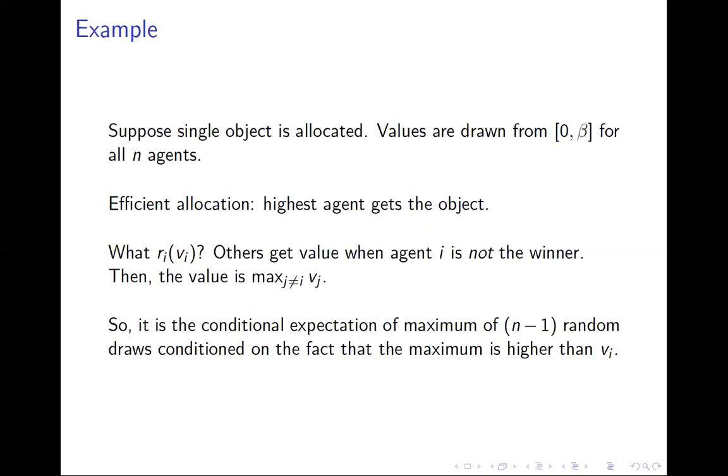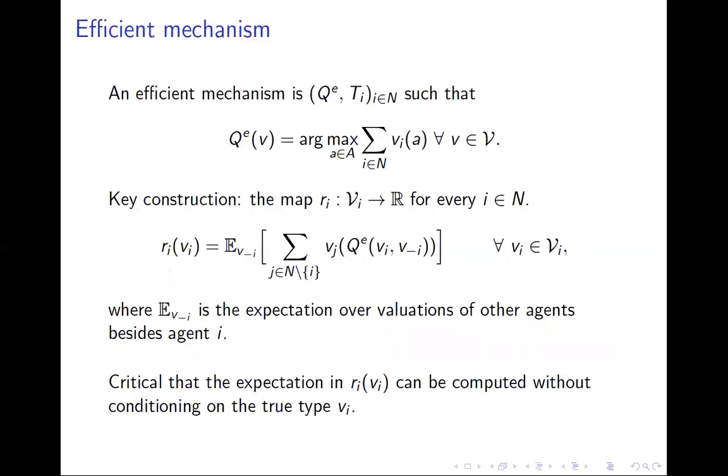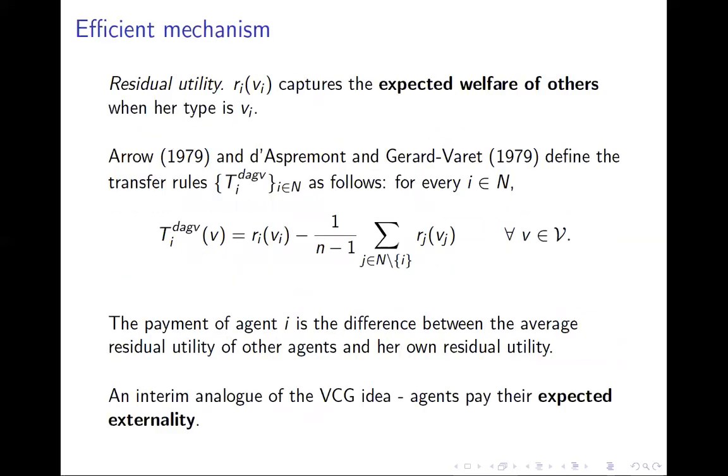The interpretation of RIVI is not so clear. It's a very simple interpretation: what is the expected value others are getting when you have type VI. This is something that you are computing before participating in the mechanism, so you don't know what the V minus I's are. That's why you're computing the expected value over V minus I. And this is an artificial construct. We're going to use this to cleverly construct the payments. So this is like the expected welfare of others when her type is VI.